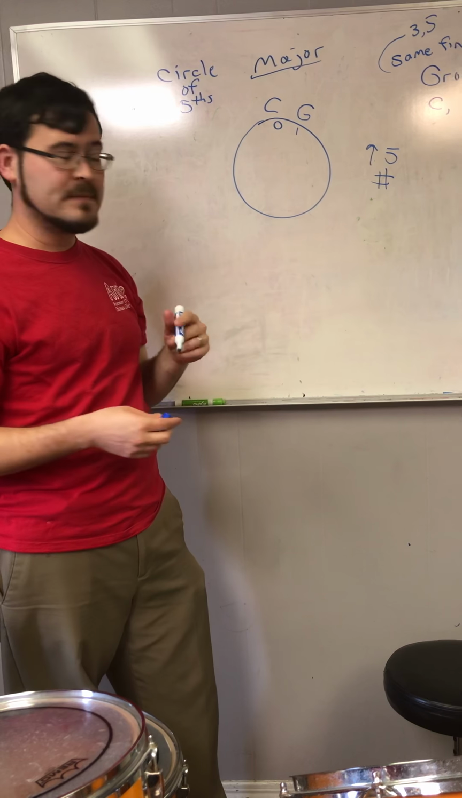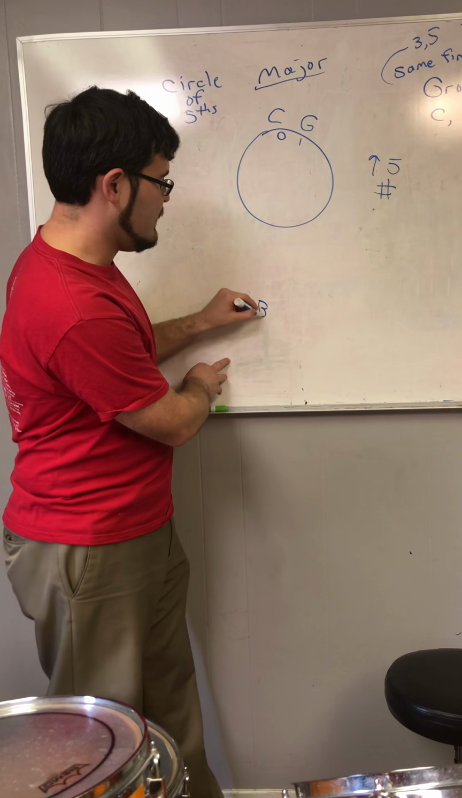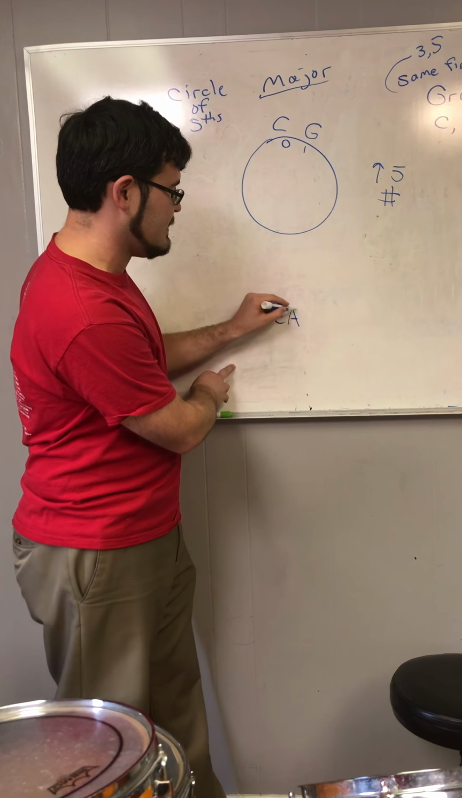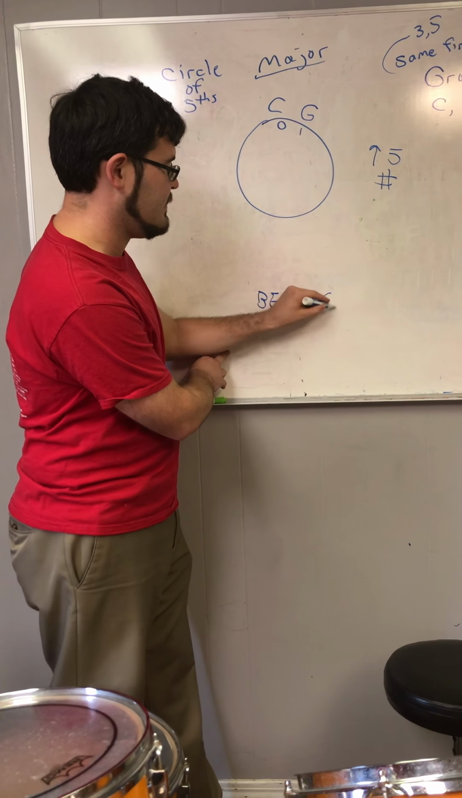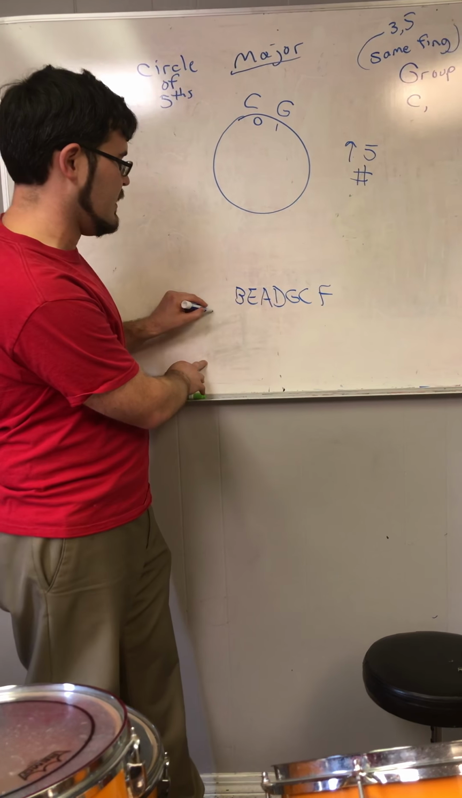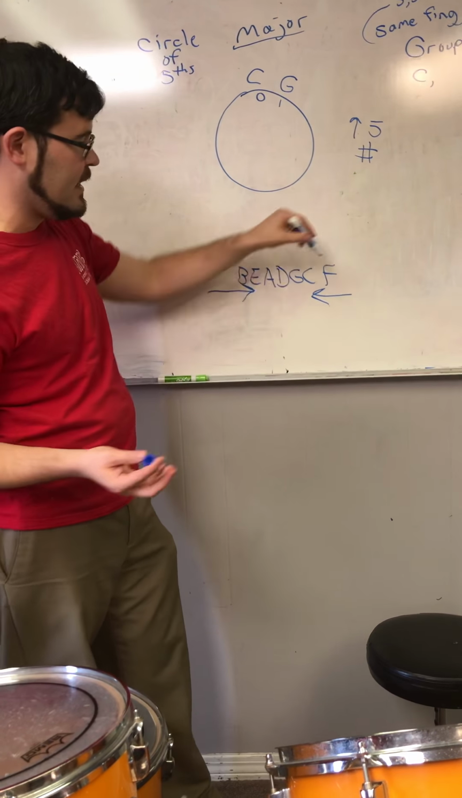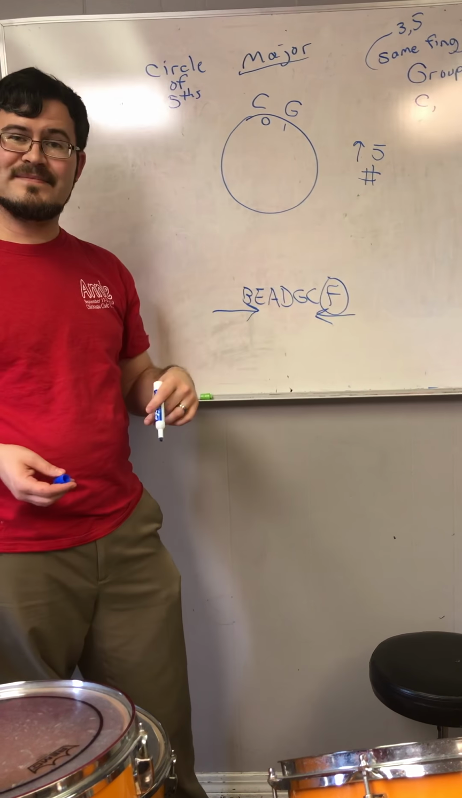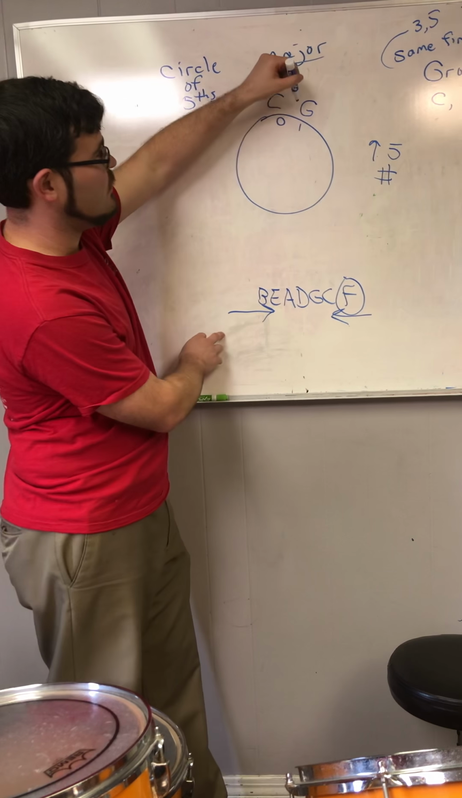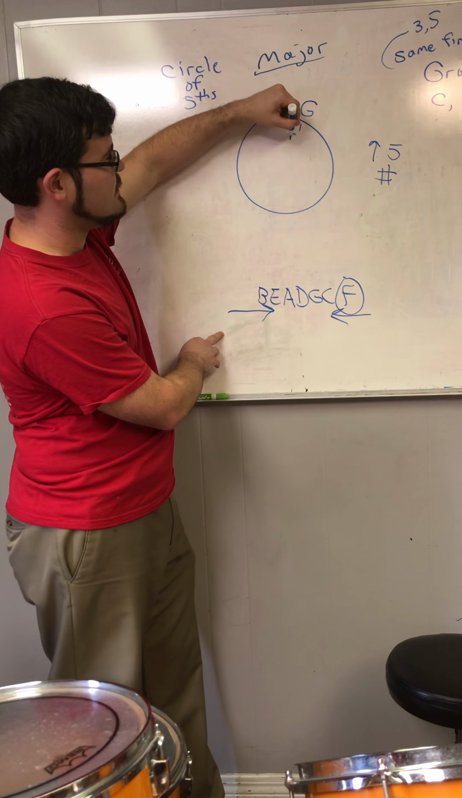How do we know which sharp to add? Here's how you know. If you know the order of flats, B, E, A, D, G, C, F, then you can also know the order of sharps. Flats go this way, sharps go that way. So the first sharp you would add is F sharp. The key of G would have 1 sharp, and its name is F sharp.